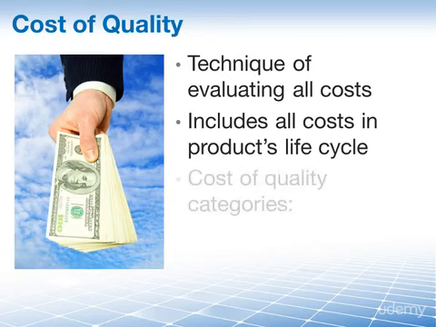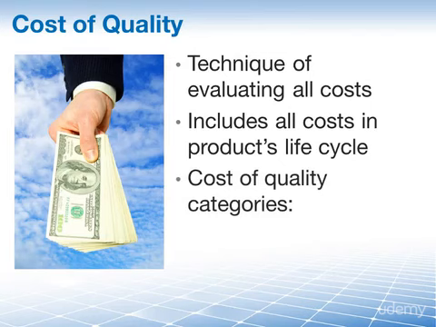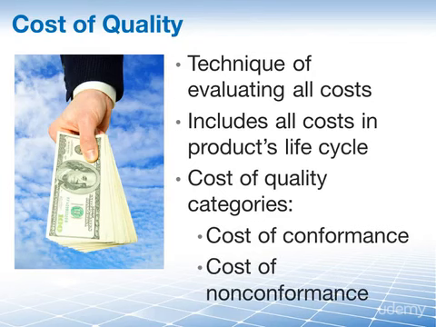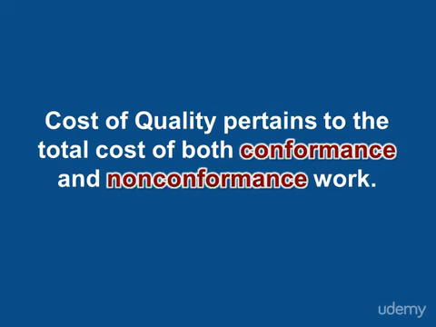Generally, you can divide these costs into 2 distinct categories. They are the cost of conformance and, of course, the cost of non-conformance. Or to boil this down into one sentence, cost of quality pertains to the total cost of the conformance work and the non-conformance work that should be performed in an effort to achieve quality. Let's go more into details on each of these 2 categories.